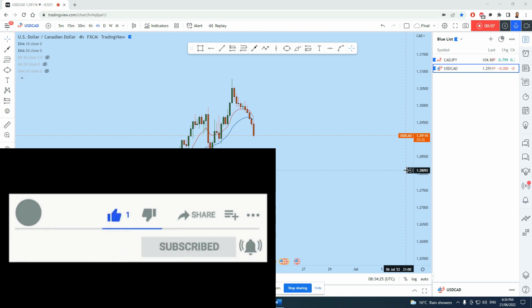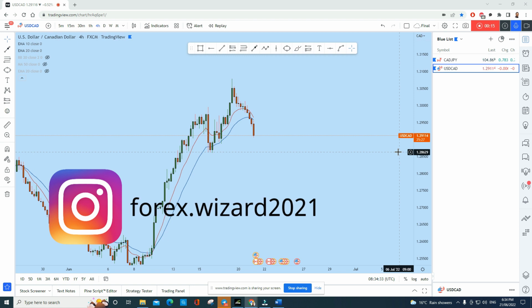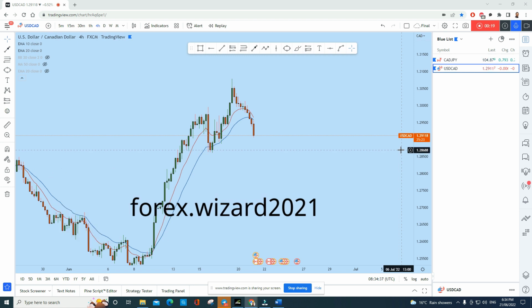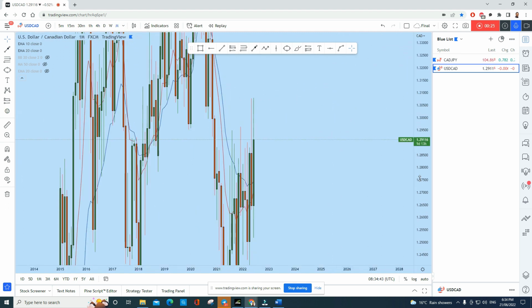Both of these instruments, what we see on the 4-hour time frame is showing a significant trading opportunity. Now, before we discuss what it is, let's do a complete multi-time frame analysis. Then we'll come back to this time frame to see how we can trade this instrument. Starting with USD CAD on the higher time frame to see the bigger picture.